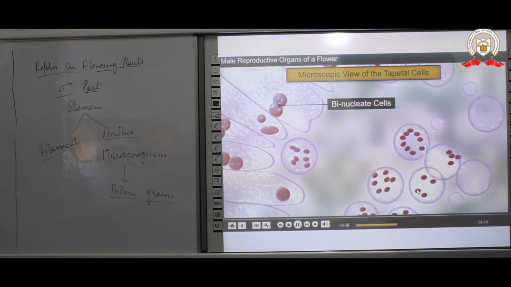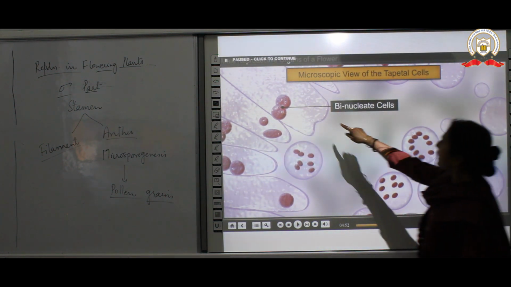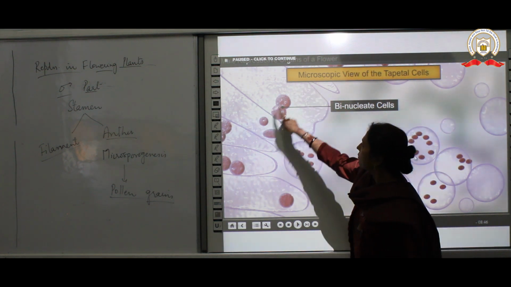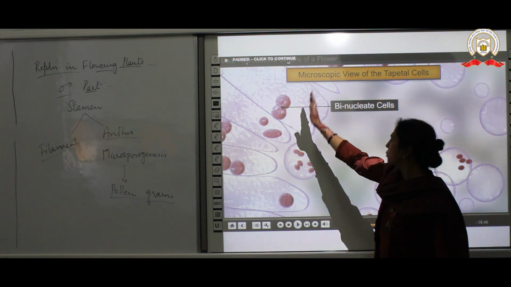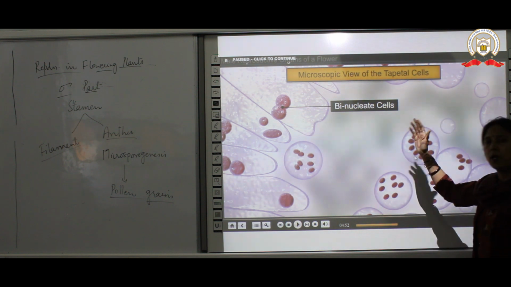The tapetum has binucleate cells that possess dense cytoplasm. Now, this is the innermost layer which I just told you is the tapetum, which can have more than one nucleus also, and it has a dense cytoplasm because its function is to provide nourishment to the sporogenous tissue and the developing pollen grains.